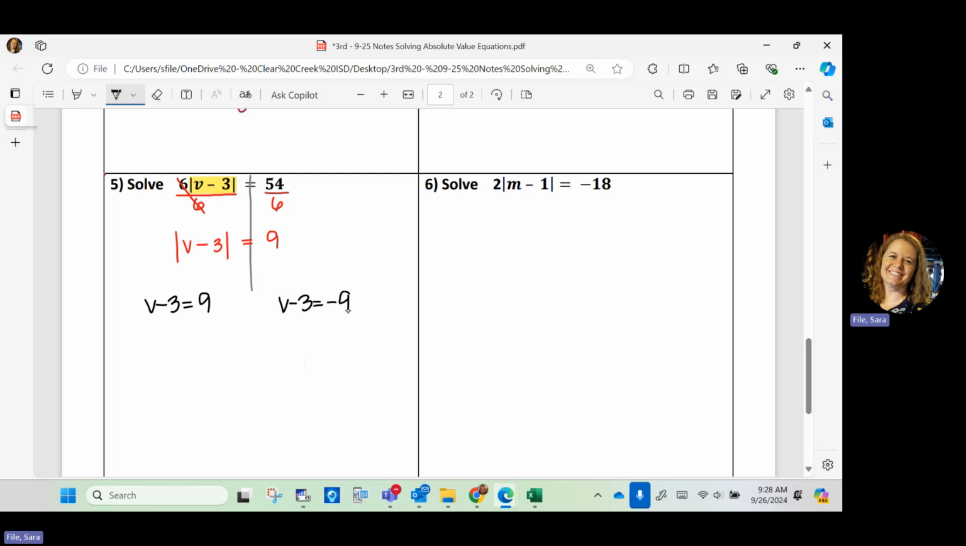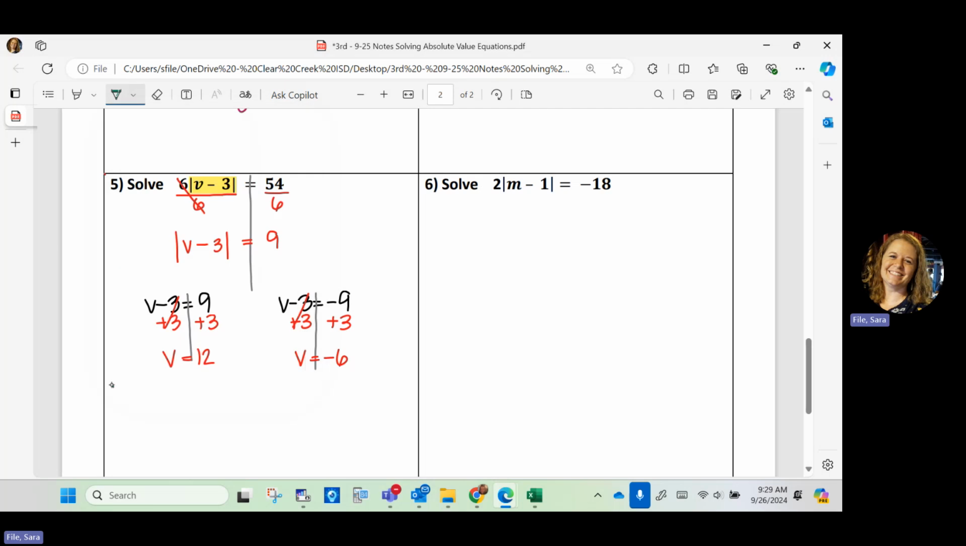And now I'm going to solve both of those. Both of these, you can split the left and right if you need to. The step to get rid of that minus 3 is to add 3 to both sides. The same step on both, it's just going to give me a different outcome. Here, v is going to equal 12. And here, v is going to equal -6.